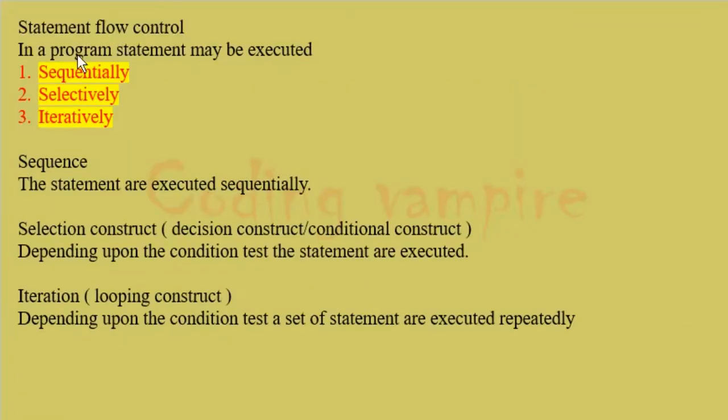Statement flow control. In a program, statements may be executed sequentially, selectively, or iteratively. Sequence: the statements are executed sequentially. I've already discussed the sequential construct of C++ code in a separate video. The link of the video is given in the description down below. Selection construct, also called decision construct or conditional construct: depending upon the condition test, the statements are executed. Iteration, also called looping construct: depending upon the condition test, a set of statements are executed repeatedly.